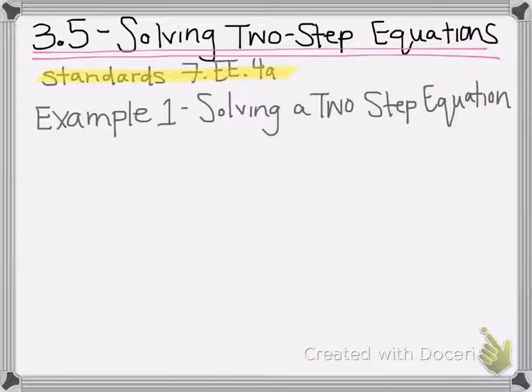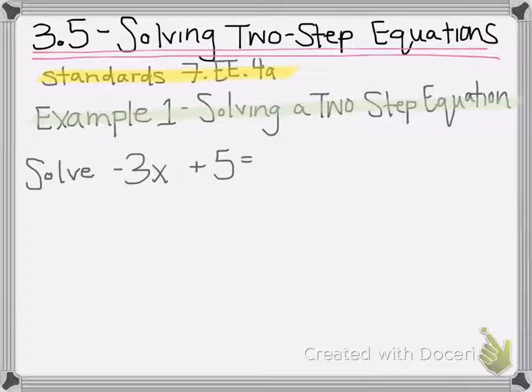Okay, class, go ahead and title example 1, Solving a Two-Step Equation. Okay, so this example, they want us to solve for negative 3x plus 5 equals 2. And then they also say to check your solution, and you will see this on your tests and quizzes. Just a reminder to check your solution.